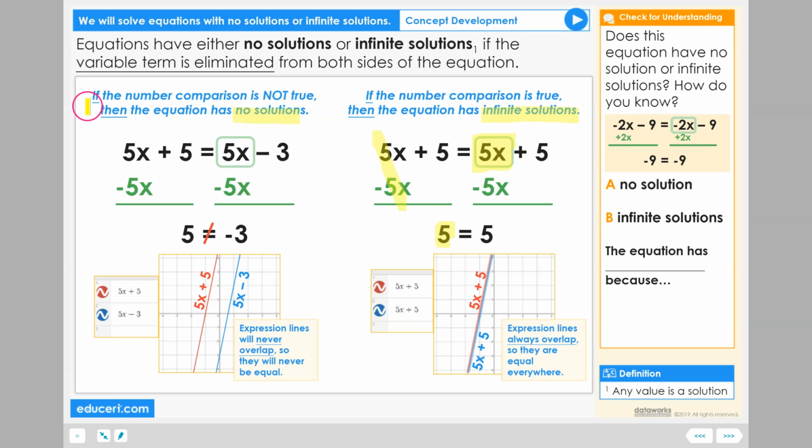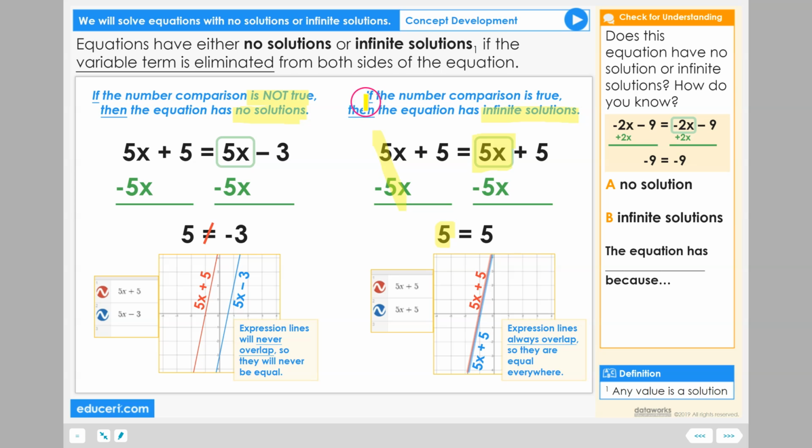Let's read. If the number comparison is not true, then the equation has no solutions. So here we ended with the number comparison that 5 is equal to -3. Since that is not true, this equation has no solutions.